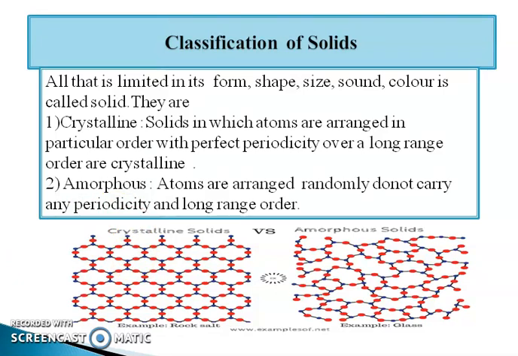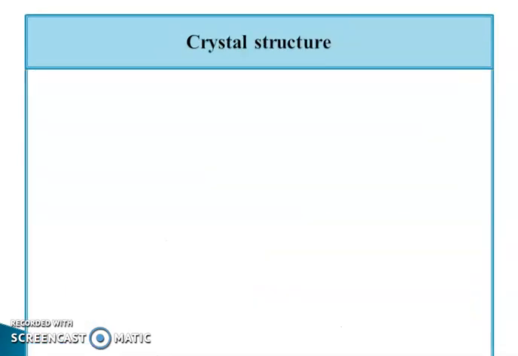First is crystalline solid. It consists of atoms which are arranged in a particular order, while in amorphous solids the atoms are not having any periodicity and they are not arranged properly. The example for a crystalline solid is rock salt, while for amorphous solid it is glass. With the help of these figures, you can understand very clearly what is the difference between crystalline and amorphous solids.